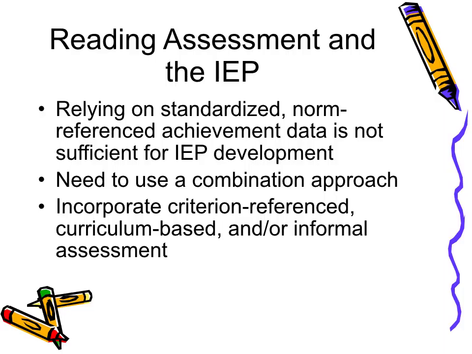When conducting assessment for the IEP, it's considered not best practice to rely only on standardized norm referenced achievement data. So if your student has been through an ETR recently and you have data from a test like the Wyatt or the KTEA, that's great to use in your present level of performance, but you would need to supplement that data with additional information. It's really the best practice to use a combination approach and to also incorporate information from criterion referenced, curriculum based, or other informal assessments like reading inventories that you may have.